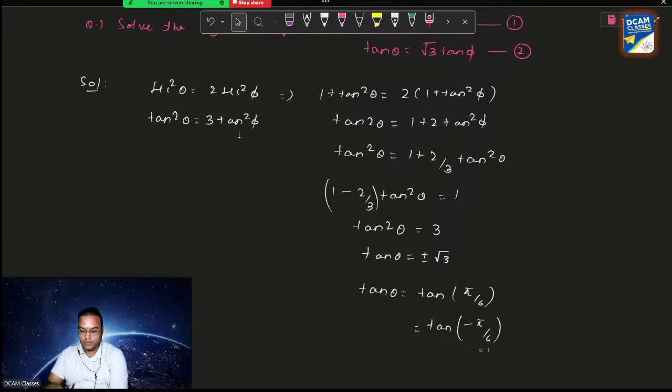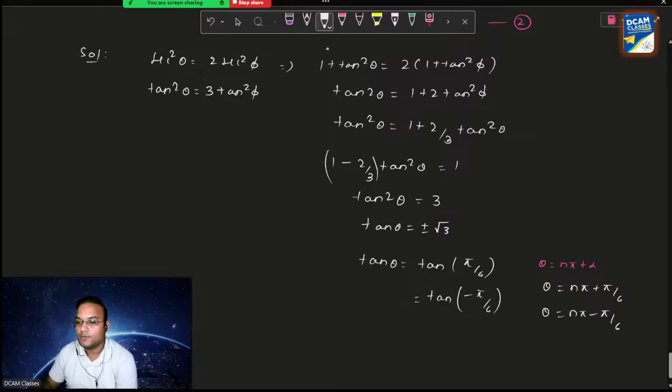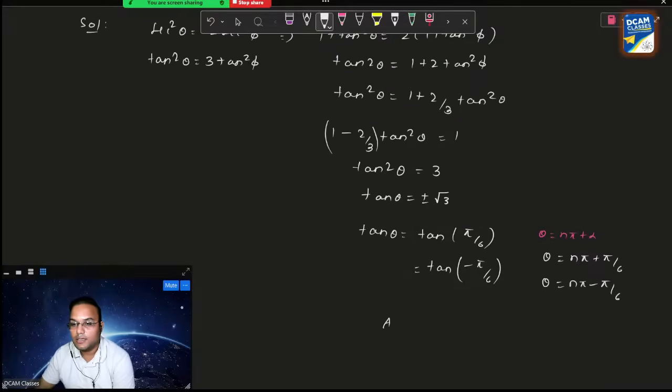Now see, we have already discussed: when tan theta is equal to tan phi, what should be the general solution? The general solution is theta is equal to n pi plus alpha. So your relation will be theta is equal to n pi plus pi by 6 or theta is equal to n pi minus pi by 6. So your answer would be theta is equal to n pi plus or minus pi by 6. This should be your answer.